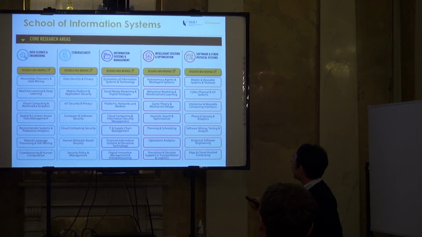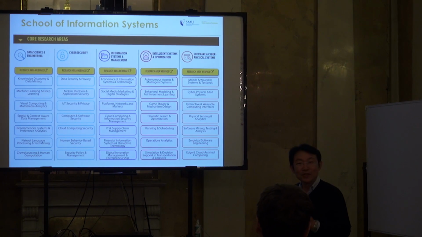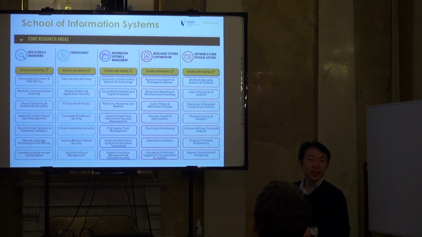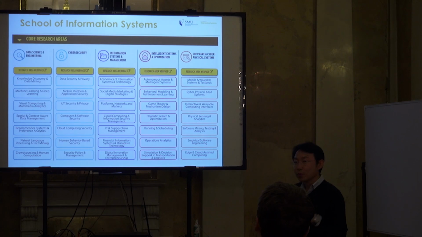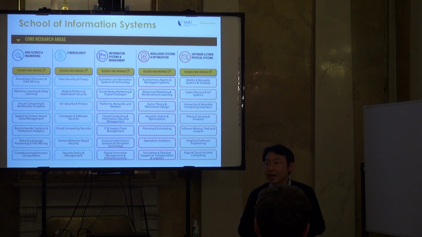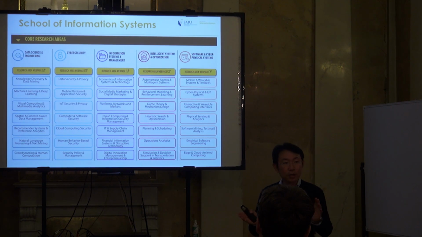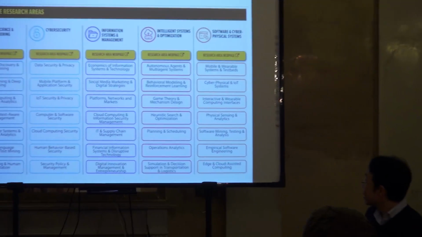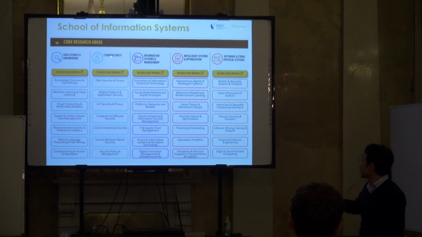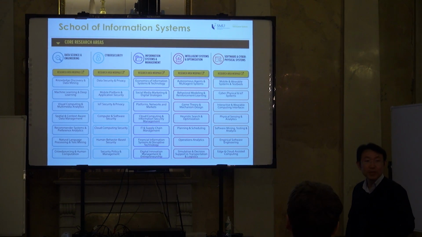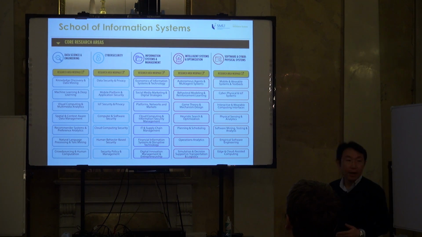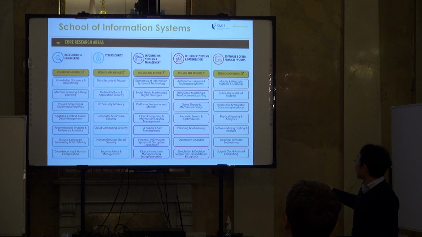We are from the Management University, but our school is the School of Information Systems. Essentially, you can think of it as a computer science department within a management university. We have a lot of the computer science disciplines, but not the hardware things. We are more focused on computer science disciplines that are related to business problems. That's data science, cybersecurity, information systems and management, which is applying computing to business. Intelligent systems and optimization, which is AI kind of problems. And software and cyber-physical systems.